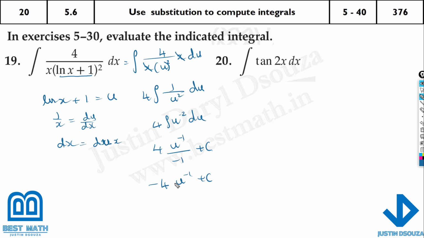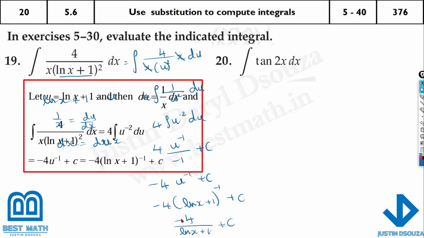So that's the answer. Now all I need to do is substitute back whatever is u. Minus 4 times ln x plus 1 plus c. This is power minus 1, so I can take it to the denominator, and it will be minus 4 over natural logarithm x plus 1 plus c. That must be the final answer. Here we go, it is. Now they have not done this last step because it's minus 1. I took it down, but you can just leave it like that as well. But I would suggest you go ahead with this step as well. It's writing exam, so you can get it as simplified as possible.